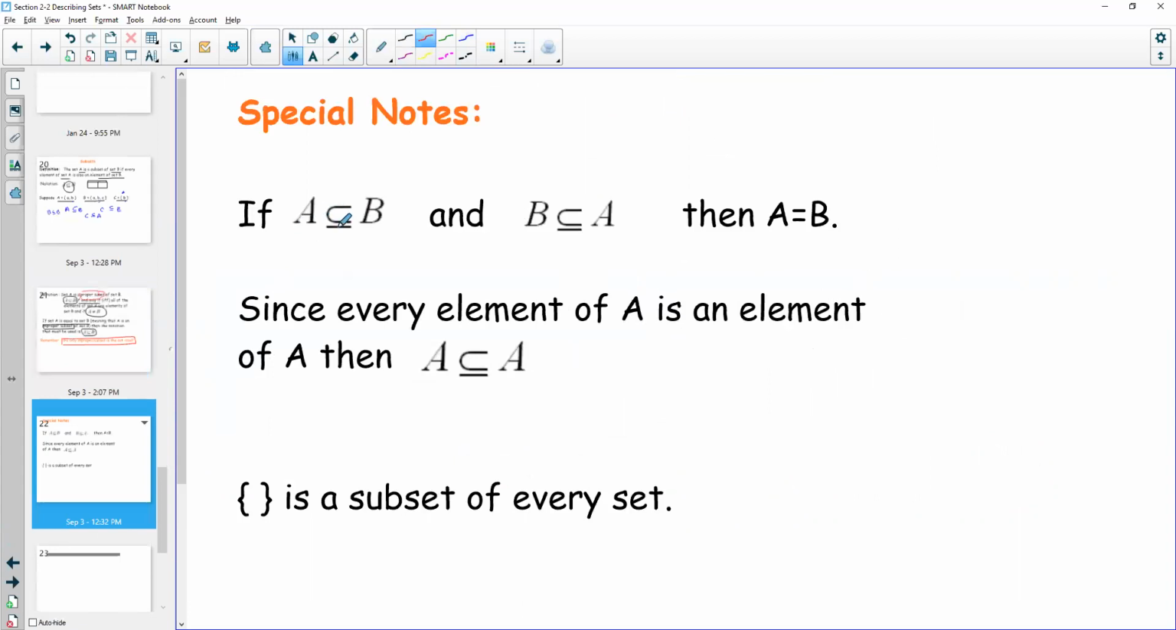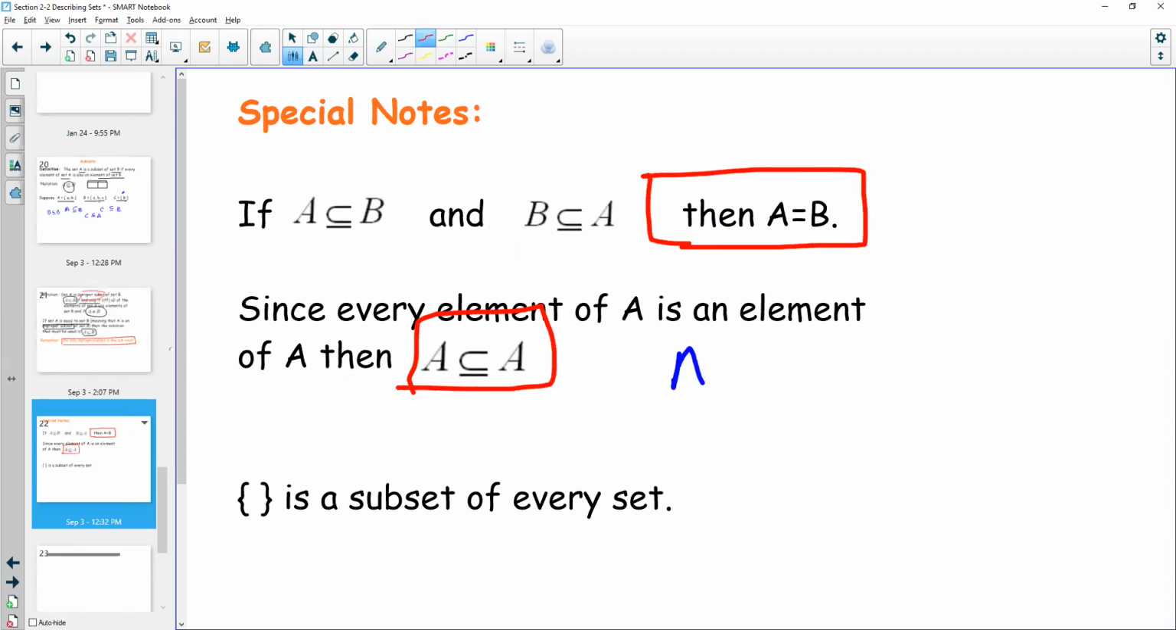If A is a subset of B and B is a subset of A, then they must match, okay? They must be equal. If every element of A, like I said a minute ago, is an element of A, A is a subset of A, but it is not a proper subset. It would not be okay to write this because they're equivalent, or sorry, they're equal.